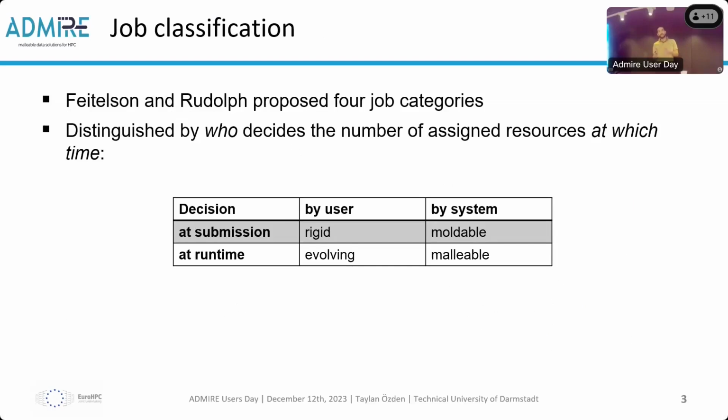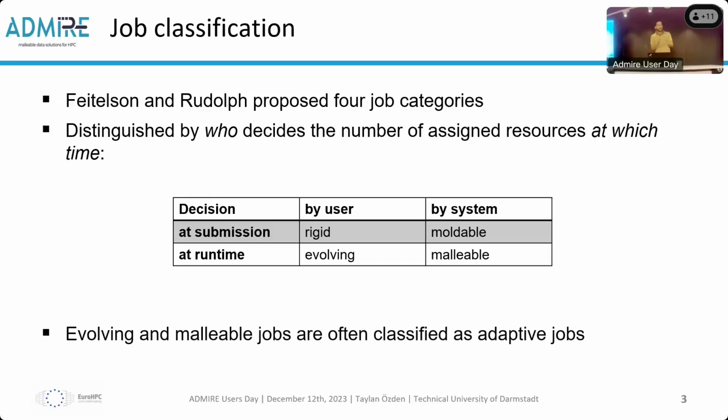If the system is able to flexibly change that number at submission time, we call them moldable jobs. And if the system is even able to change that during runtime, we speak about malleable jobs. But there's also a 4th type of jobs, called evolving jobs. Evolving jobs are essentially when the user or the application can make requests during runtime to change the number of resources of the application. You might also see that evolving and malleable jobs are often classified as adaptive jobs in the literature.